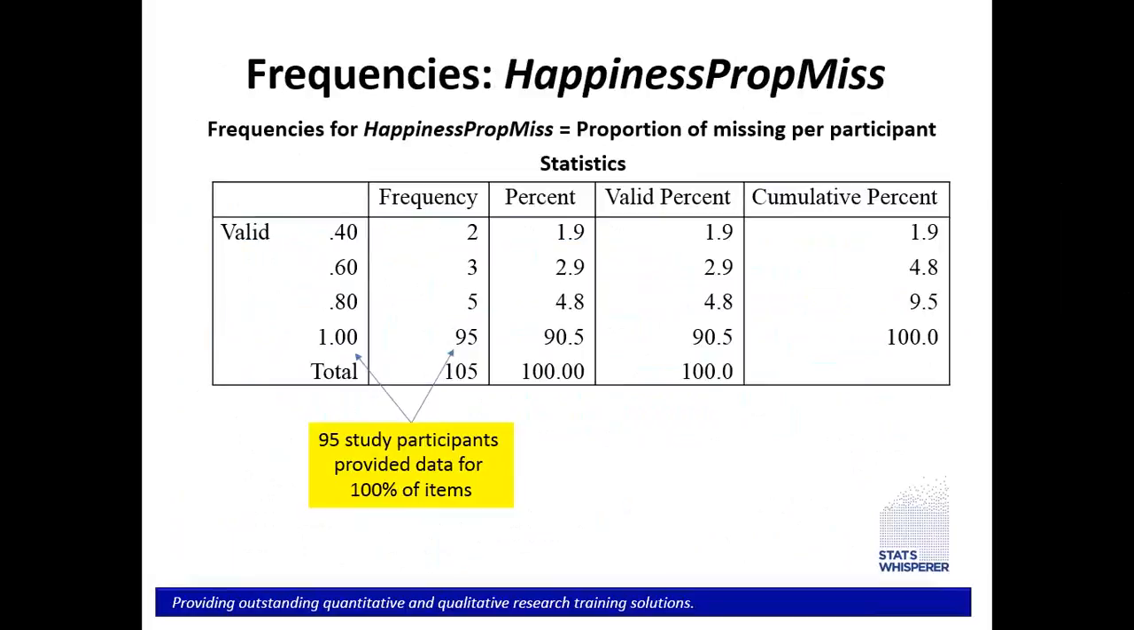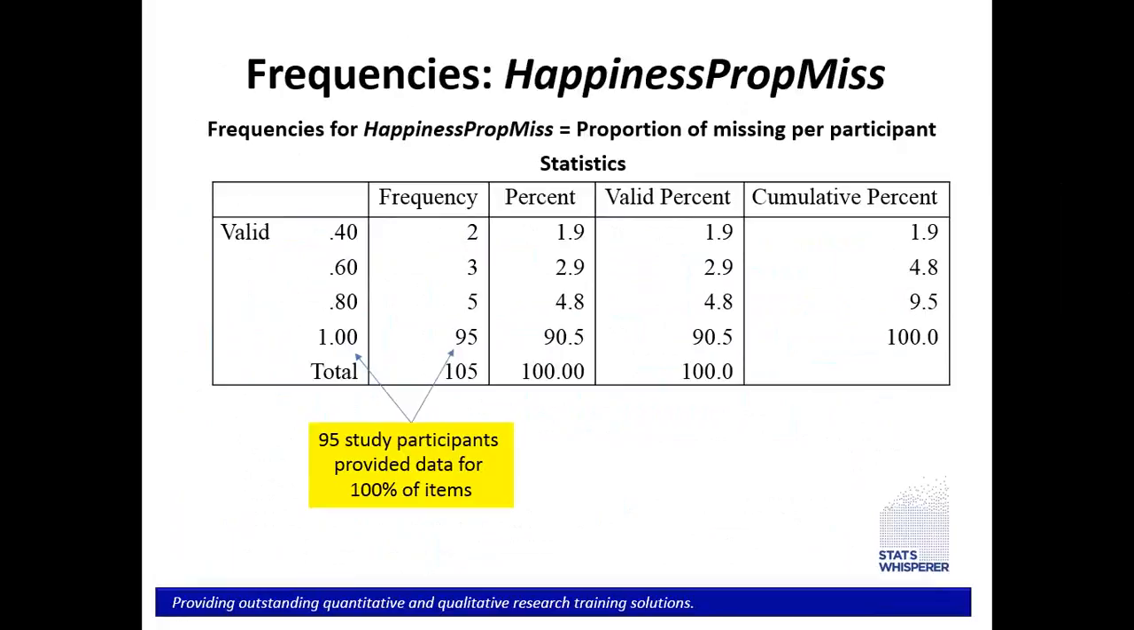Now, if we run a frequency on that variable, the happiness prop miss, showing the proportion of valid responses, this is what we get. In the statistics box for the output, you can see the yellow box saying the frequency of 95 study participants, and on that same line to the left is 1.0, meaning 100%. 95 study participants provided 100% valid responses on the 5-item happiness scale.